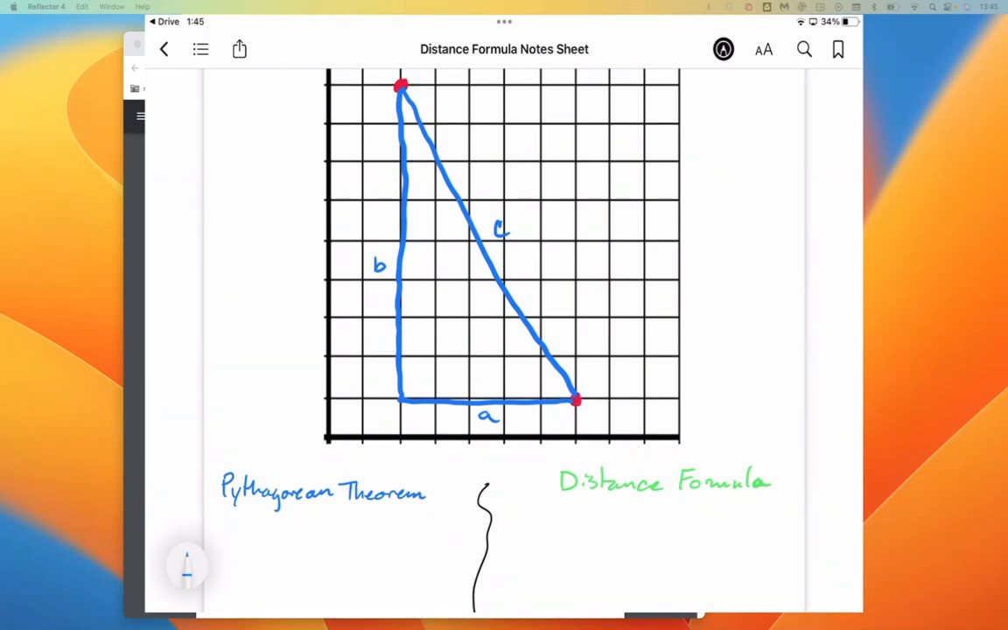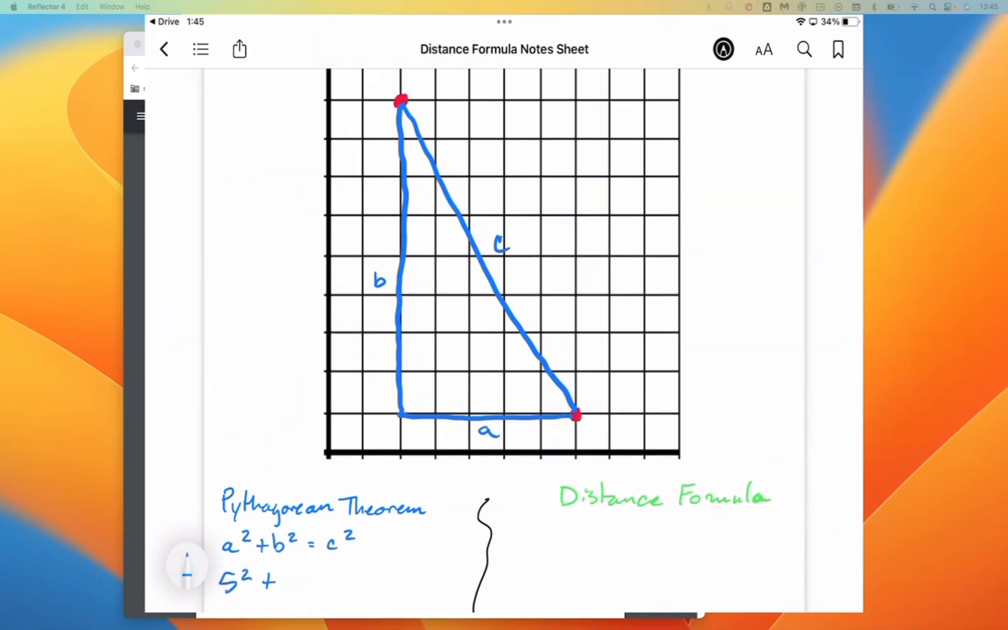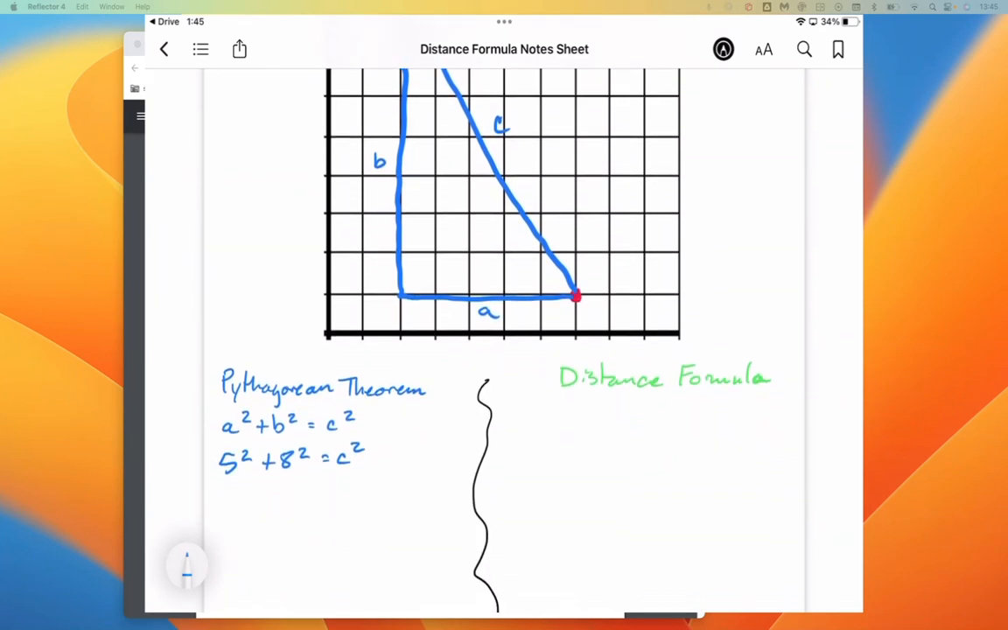And so for the Pythagorean theorem, we would just do like we have before, a squared plus b squared equals c squared. And in this case, a would be 5, b would be 1, 2, 3, 4, 5, 6, 7, 8. And then we could just figure it out from there. We would get 25 plus 64 equals c squared. So we get 89 equals c squared.